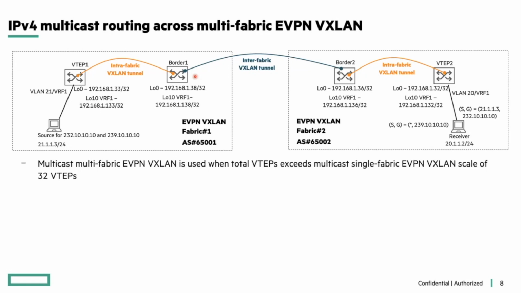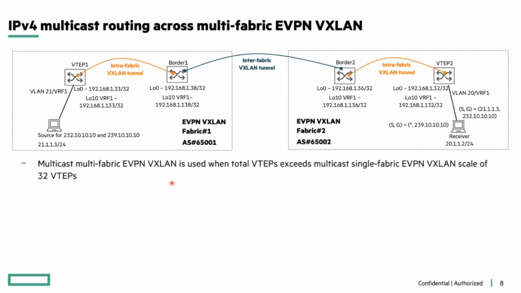All tunnels within the fabric will be terminated at the border, and the border will forward the multicast traffic from the intra-fabric to the inter-fabric, so that the receiver can receive the multicast stream.